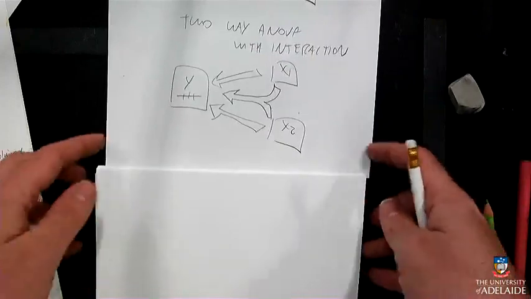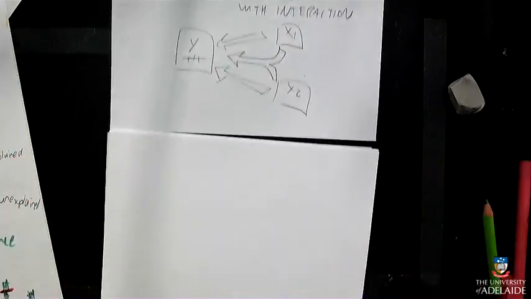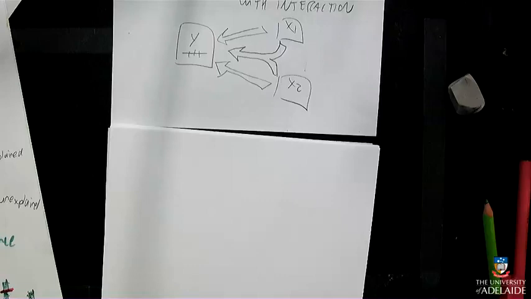Do we have an example from your course of two-way ANOVA? Because I could talk through that one. But I could also just make one up.